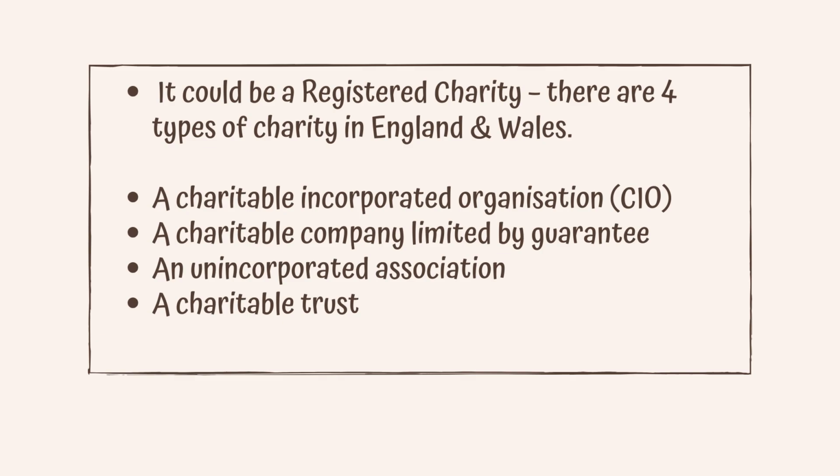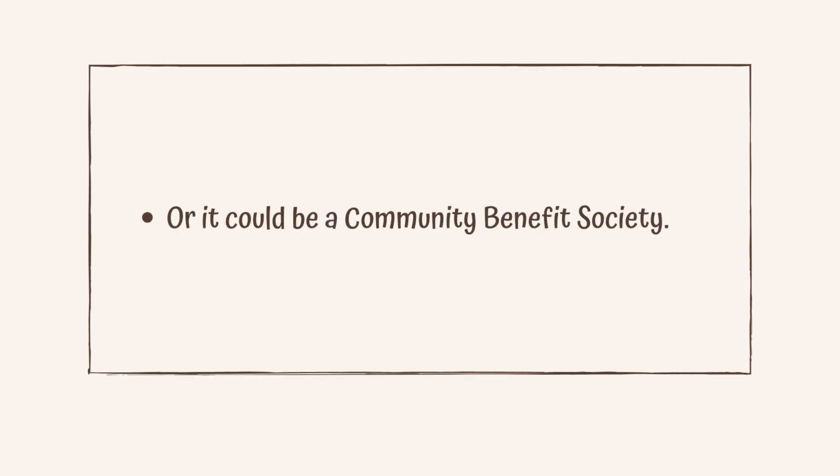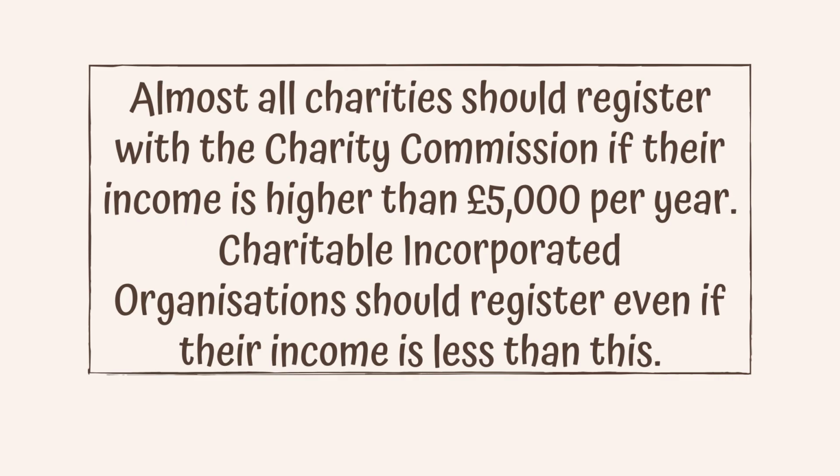A charitable incorporated organisation, a CIO, a charitable company limited by guarantee, an unincorporated association, or a charitable trust. A charity can also be set up as a community benefit society. And again, more details of this in the previous video. So how do you go about starting up one of these structures of a charity? Almost all charities should register with the Charity Commission if their income is higher than £5,000 per year. Charitable incorporated organisations, CIOs, should register from the start even if their income is going to be less.